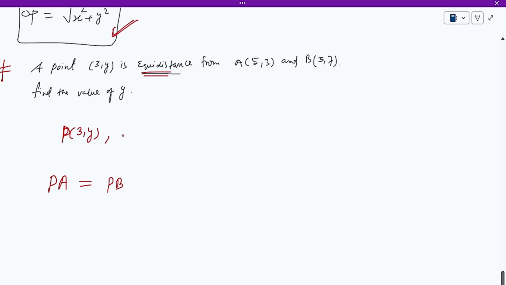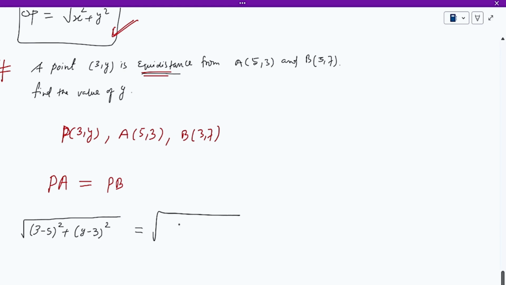So with the given coordinates of A, which is 5 comma 3, and B, which is 3 comma 7, if we are looking for the value of PA, which is nothing but the square root of 3 minus 5 square plus y minus 3 square, it is equal to PB, which means the square root of 3 minus 3 square plus y minus 7 square.